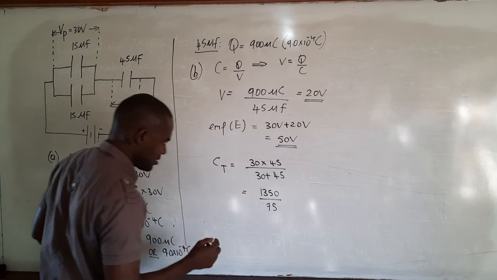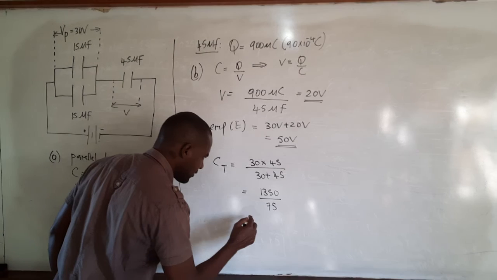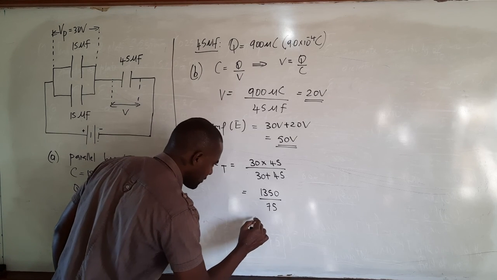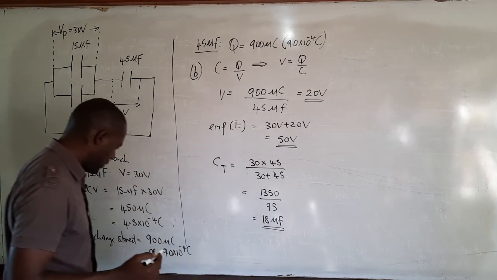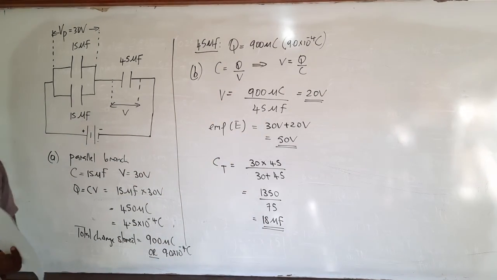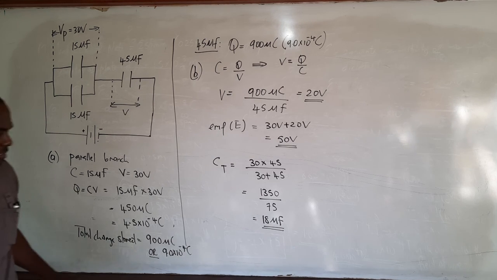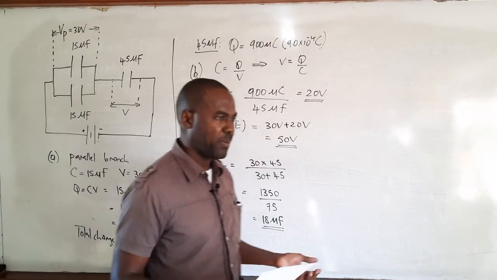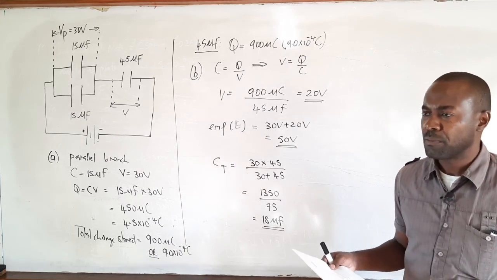That gives us 18 microfarads, right? So this gives us 18 microfarads. What this basically confirms is that whenever we connect capacitors in series, the effective capacitance is always going to be smaller than the smallest capacitance in the circuit, right?